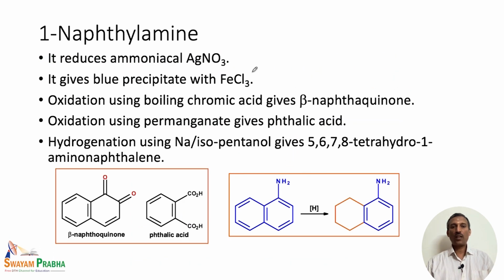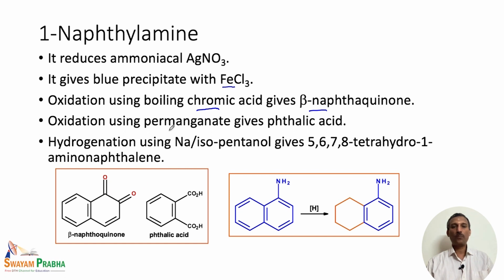And if you look at the reactions of 1-naphthylamine, it reduces ammoniacal silver nitrate solution, and it gives a blue precipitate when treated with FeCl3. These are some of the reactions of 1-naphthylamine. Oxidation of 1-aminonaphthalene with boiling chromic acid gives beta-naphthaquinone. So this compound is obtained after oxidation of the 1-aminonaphthalene compound.